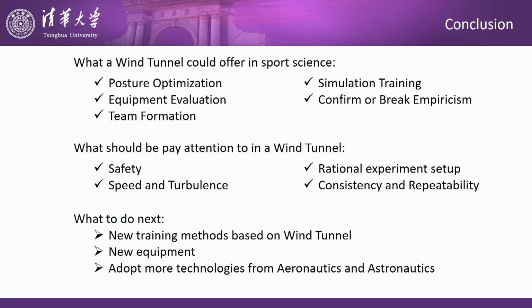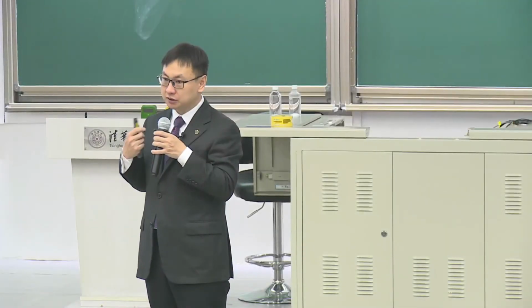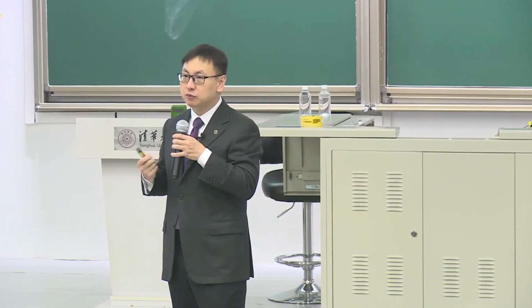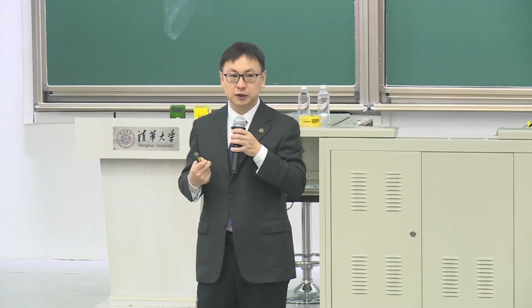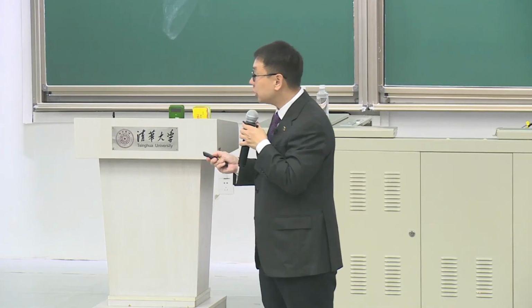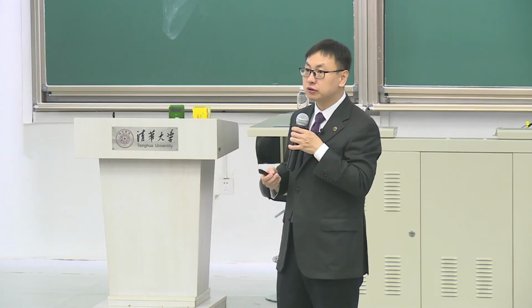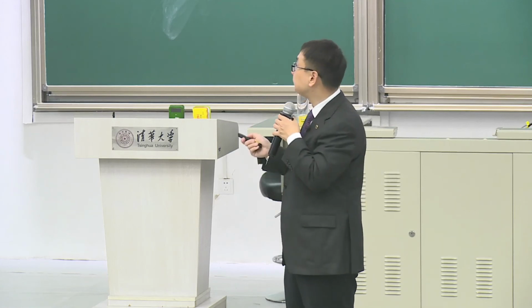Second, what should we pay attention to in the wind tunnel? The first one is safety. Every time we start a wind tunnel test, I ask my students to clean the ground. Even a nail going into the wind becomes a bullet. It's very dangerous, so safety is an issue. Second, speed and turbulence. We have to check the speed, because temperature and humidity can affect the real speed. And we have to check the blockage ratio. Make sure the wind speed is accurate.